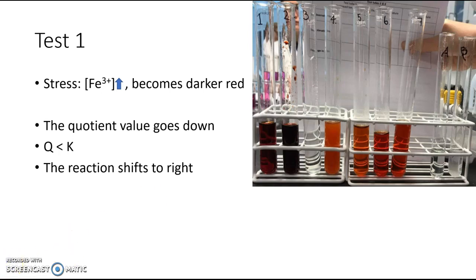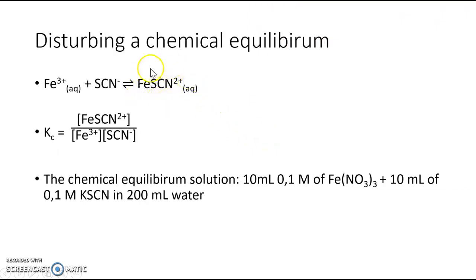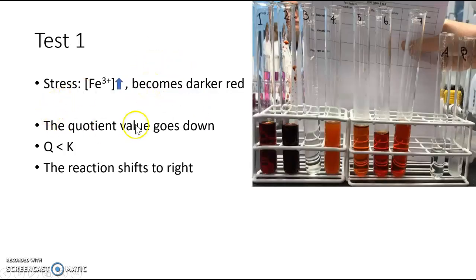In test number 1, which is the one we see right here, we added more iron 3 ions to the solution. That is the stress that we added to the solution. And we saw that it became darker red than our reference point, which is number 7, which is at equilibrium. That would indicate that we now have more product, because we know from before that this iron thiocyanate product is red, so the more we have of that, the darker it will become. We also know that the quotient value must have gone down.